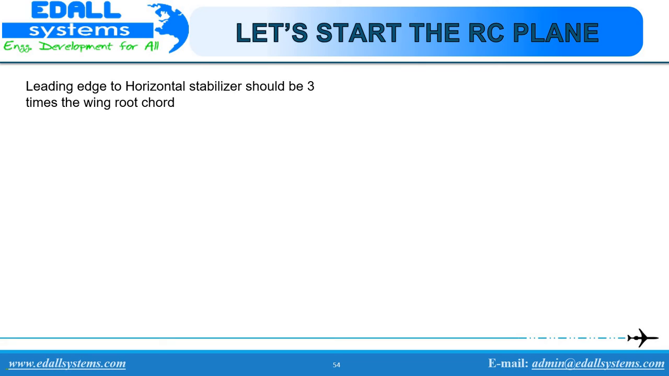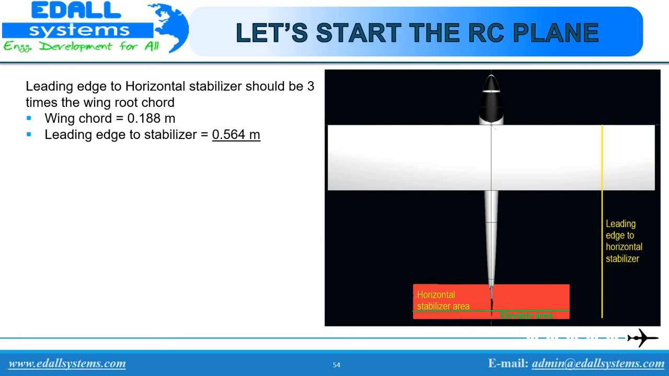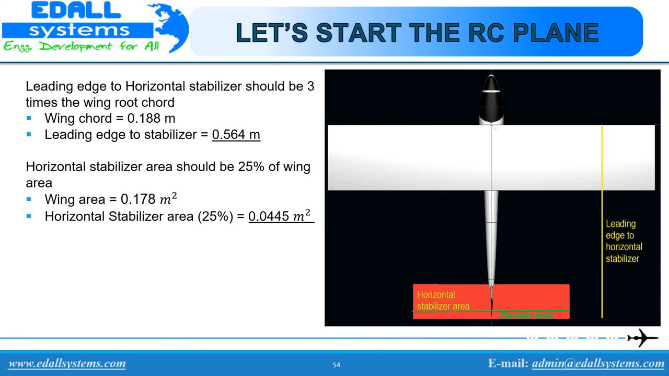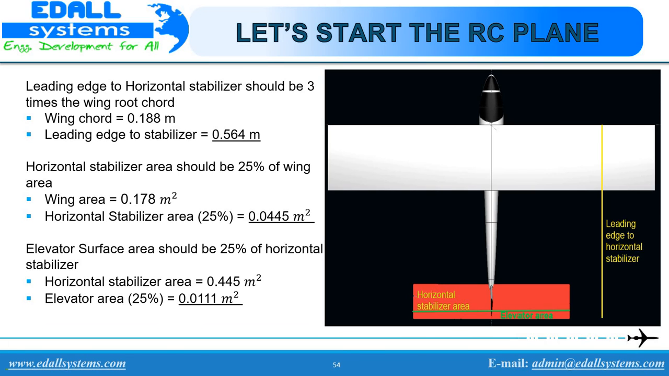Leading edge to horizontal stabilizer should be 3 times the wing root chord. Hence, we get leading edge to stabilizer is equal to 0.564 meter. Horizontal stabilizer area should be 25% of wing area. We get 25% horizontal stabilizer area as 0.0445 meter square. Elevator surface should be 25% of the horizontal stabilizer. We get 0.0111 meter square.